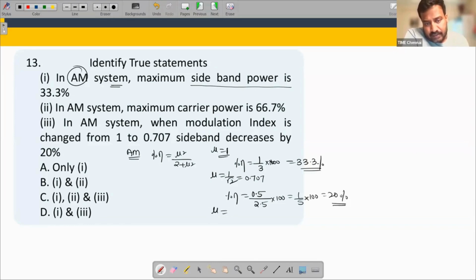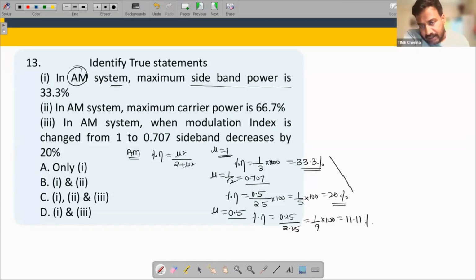Still, if you decrease to around 0.5, it is 1 here, decrease to 0.707, decrease to 0.5. Then percentage eta is 0.25 by 2.25. That's 1 by 9 into 100 will be 11.11%, still decreased. Now you can see there is a decline in the value. So I can say the maximum value is 33.3%. So this is definitely true.